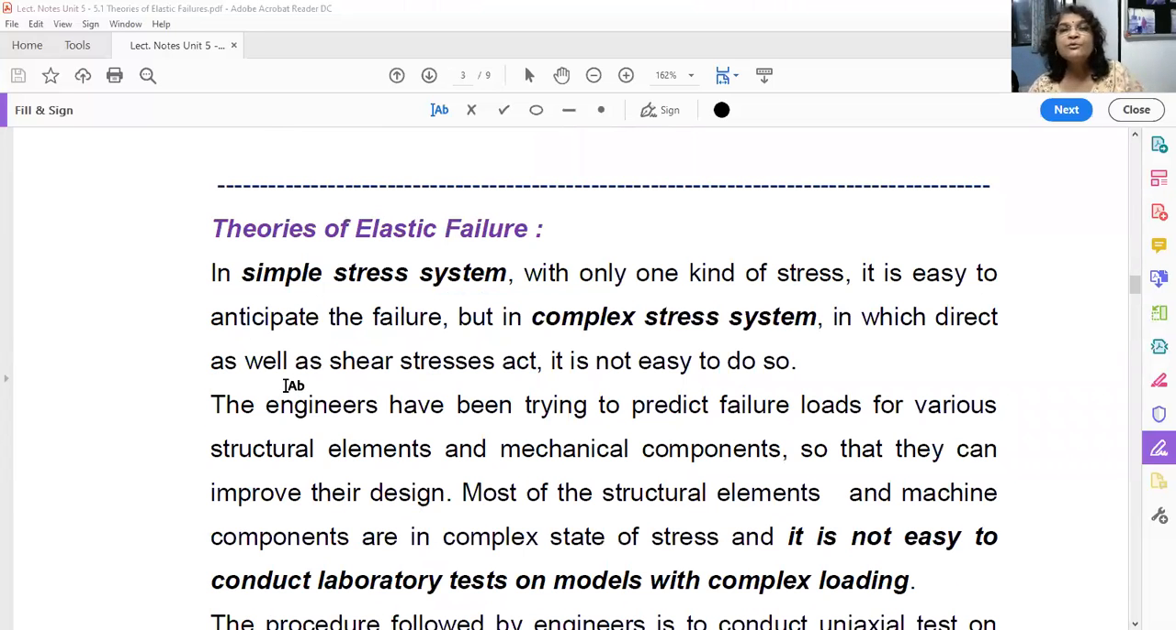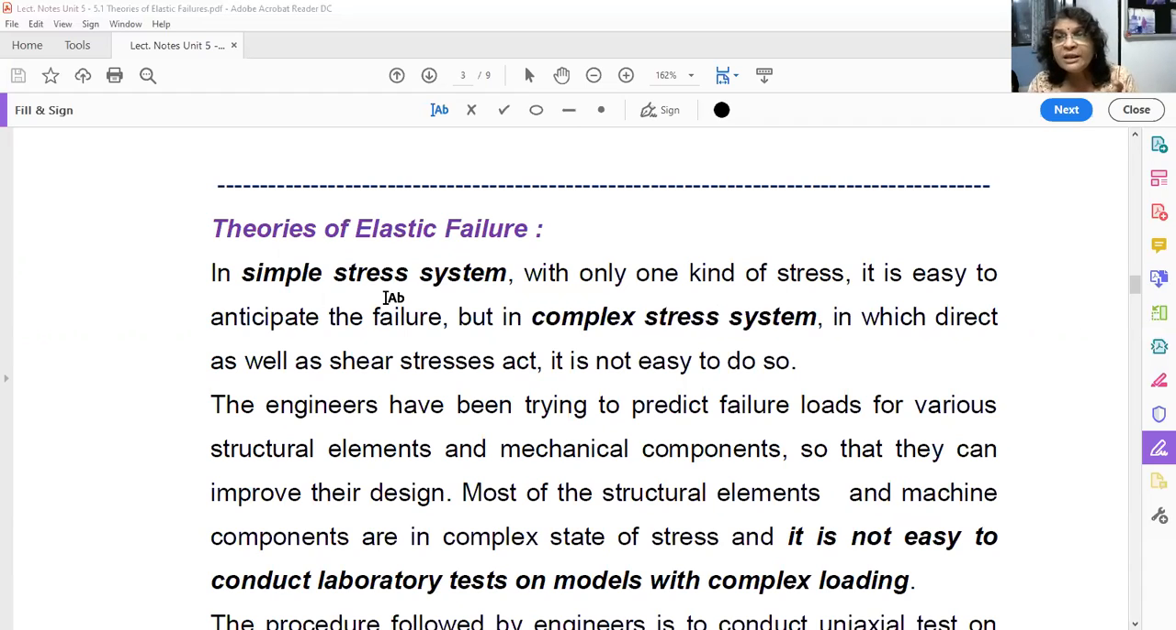Now let us come to the actual topic we are going to learn today, that is theories of elastic failure. What we learned in unit number 1, do you remember the title? That is simple stresses and strains. So a simple stress system means what? Only one kind of stress is acting or induced in that component. Suppose you take a shaft, there will be only one kind of stress induced in the shaft, that will be torsional shear stresses. No other stresses are induced in the shaft.